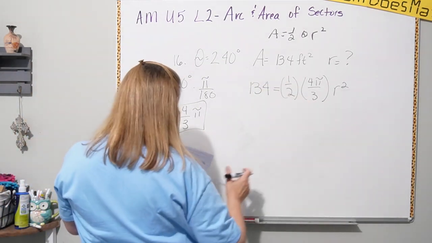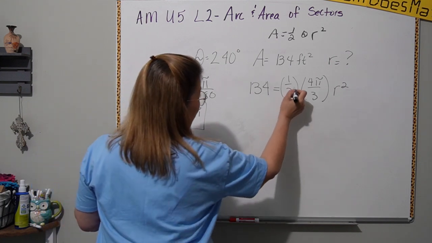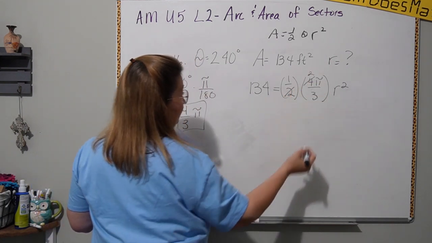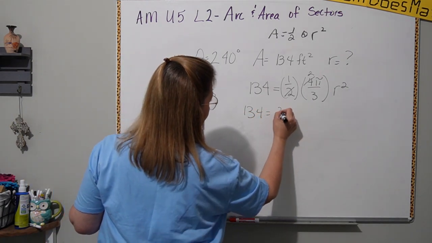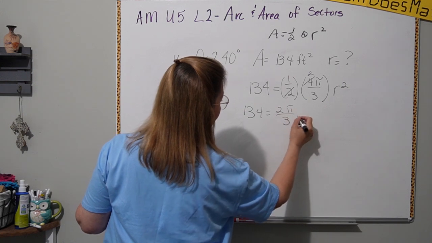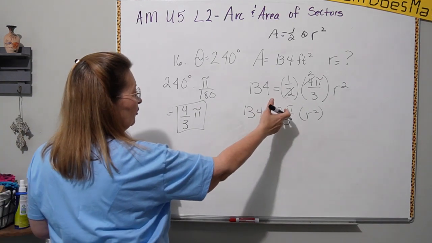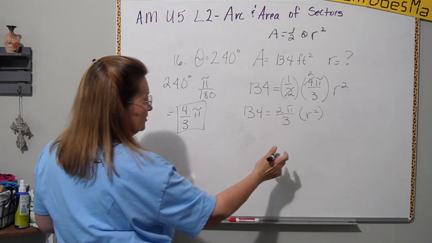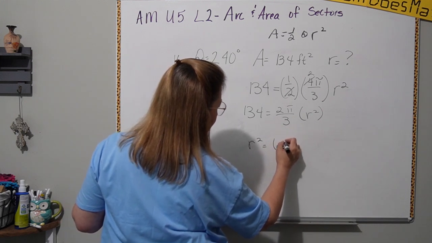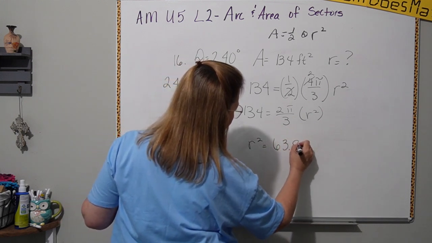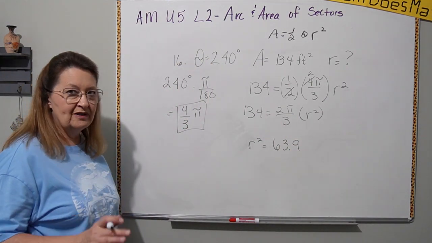So when you do the math on all of this part, let me go ahead and walk through it. Naturally the 1/2 and the 4 cancel out and leave you 2. So what you have is 2 pi over 3, or 2/3 pi times r squared. When you multiply both sides by the reciprocal of 2 pi over 3, you're going to wind up with r squared equal to, let's see, 63.9 something. We're going to round off, so we're not going to be worried about that specifically.